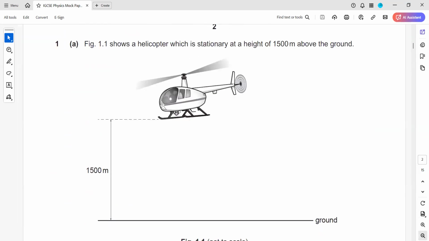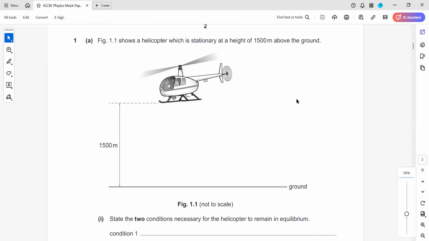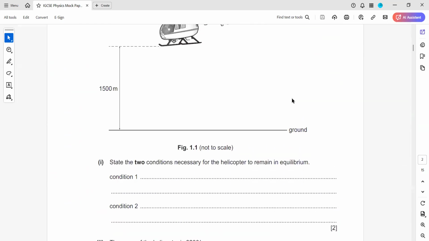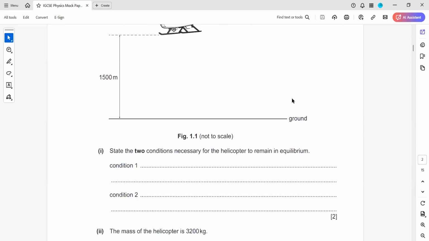The first one, figure 1.1 shows a helicopter which is stationary at a height of 1500 meters above the ground. State two conditions for the helicopter to remain in equilibrium. What are the two conditions of equilibrium? No resultant moment and no resultant force. No resultant turning effect, no resultant moment, no resultant force. There will be forces acting, but the resultant of the forces will be equal to zero.